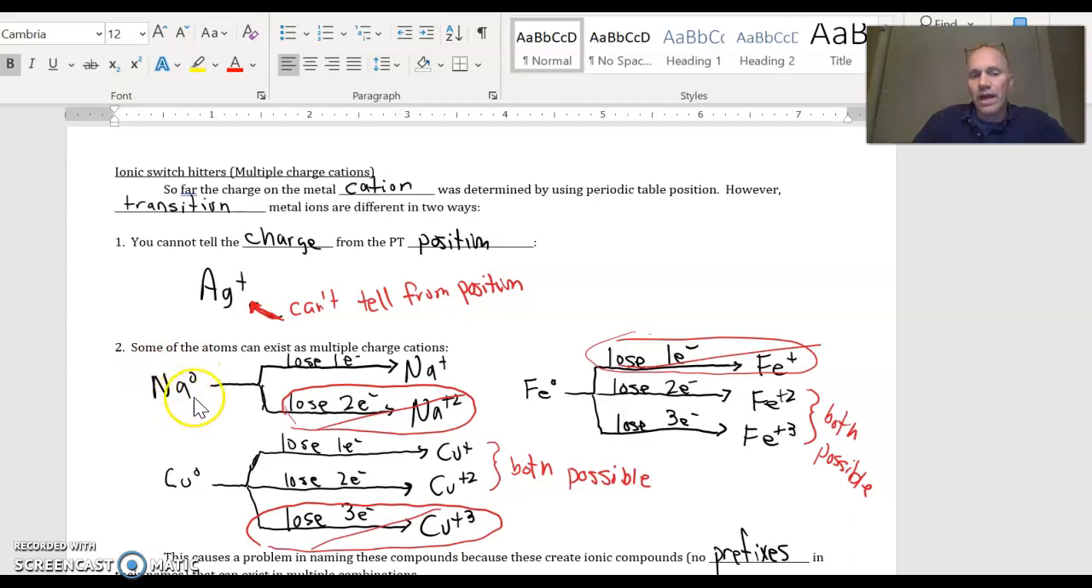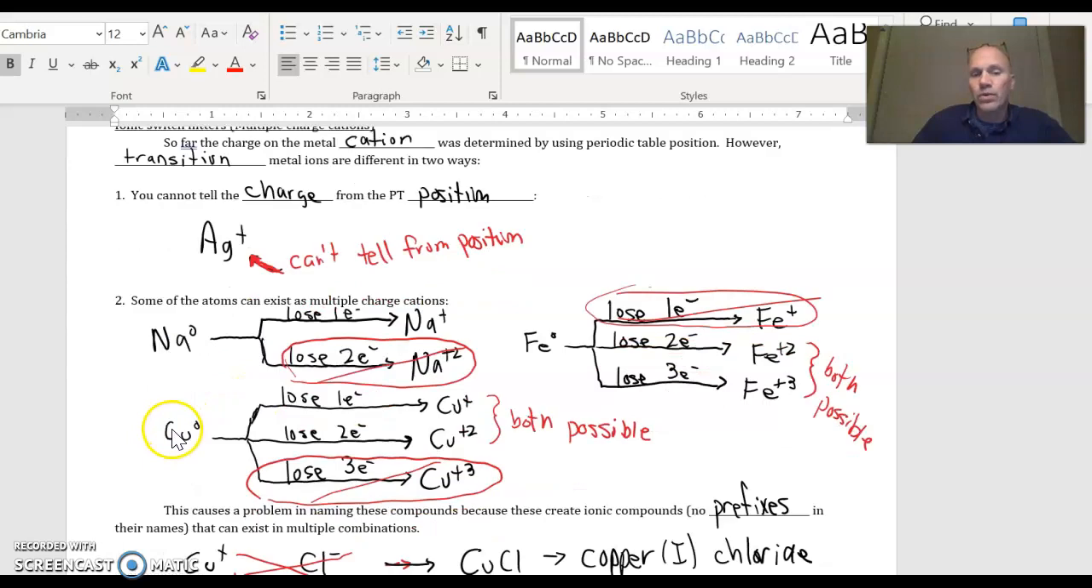So in contrast, let's consider sodium, which is not a transition metal. We know that sodium, because of the octet rule, only ever wants to lose one electron when it makes an ion, and that's why we only ever get Na+. There is no such thing as Na+2, because that just would not happen according to the octet rule.